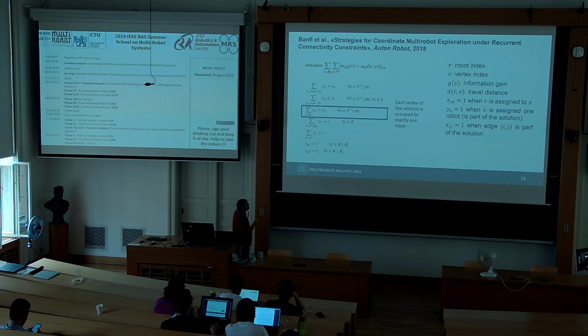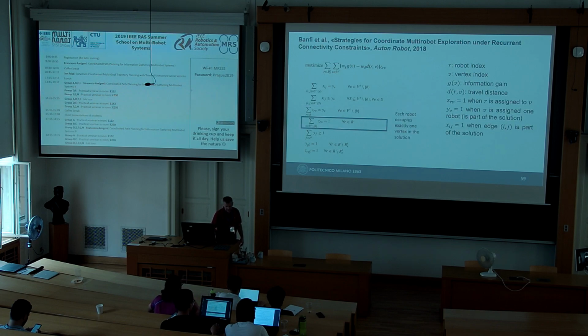Then the second constraint is saying that each vertex of the solution is occupied by exactly one robot. So if you fix V, and then you sum over all the robots that have been assigned to V, this number can be 0 or 1. And this is the meaning of this variable here. This is basically the other way around, so that each robot occupies exactly one vertex in the solution.